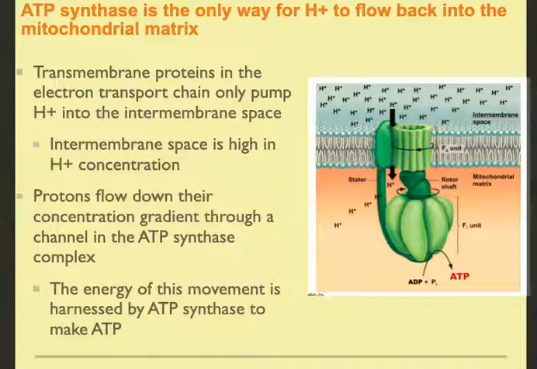Okay, so in the last video, we talked about those proteins in the electron transport chain which pass electrons between them and some of which pump protons. So that proton gradient is on one side of the membrane, and that is the intermembrane space, and then we also have the mitochondrial matrix.